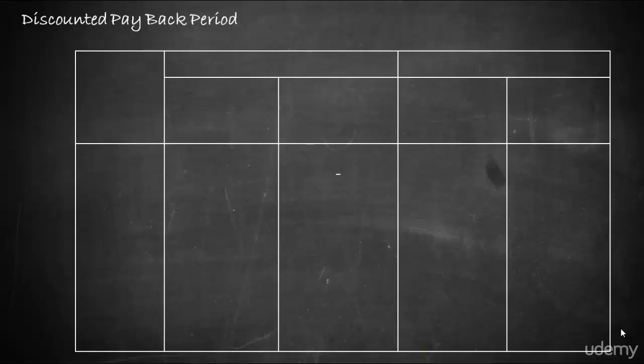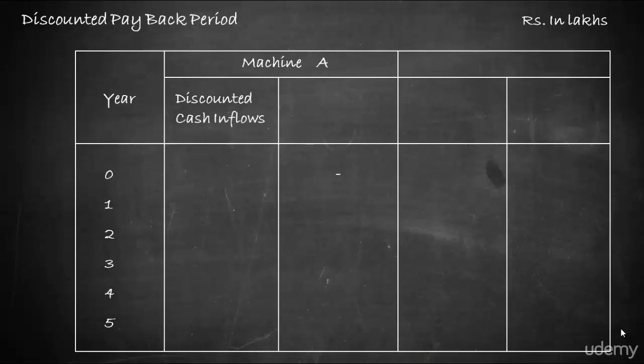So how are we going to find it? First let's list out the years. Year starts from 0 to 5, and let's work on mission A. Discounted cash flows we have already calculated in the NPV table. We are just going to lift and fit those values here. In year 0 it will be 5, and in the first year it is 0.87, what we have calculated in the previous working. So cumulative cash flow is also going to be 0.87.